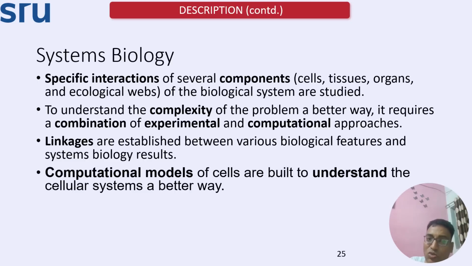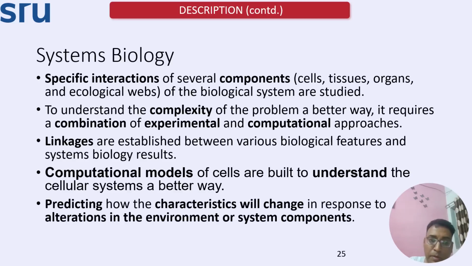Computational models of cells are built to understand the cellular systems in a better way. Predicting how the characteristics will change in response to alterations in the environment or system components. What is systems biology able to do? It should be able to predict how the system behavior will change the moment some component constraints or the environment change. It should be able to predict the required parameters in the best possible way so that we can understand the cellular system better.